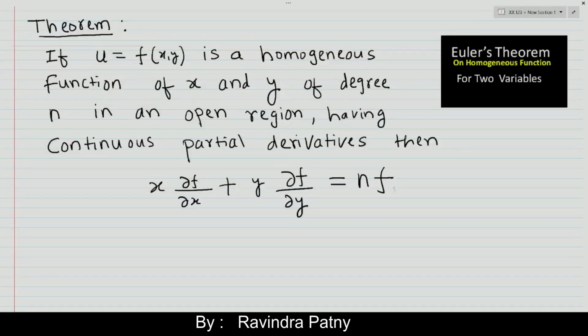If u equals f of x comma y is a homogeneous function of x and y of degree n in an open region having continuous partial derivatives, then the theorem says x into ∂f upon ∂x plus y into ∂f upon ∂y equals n f, where n equals the degree of the given function.